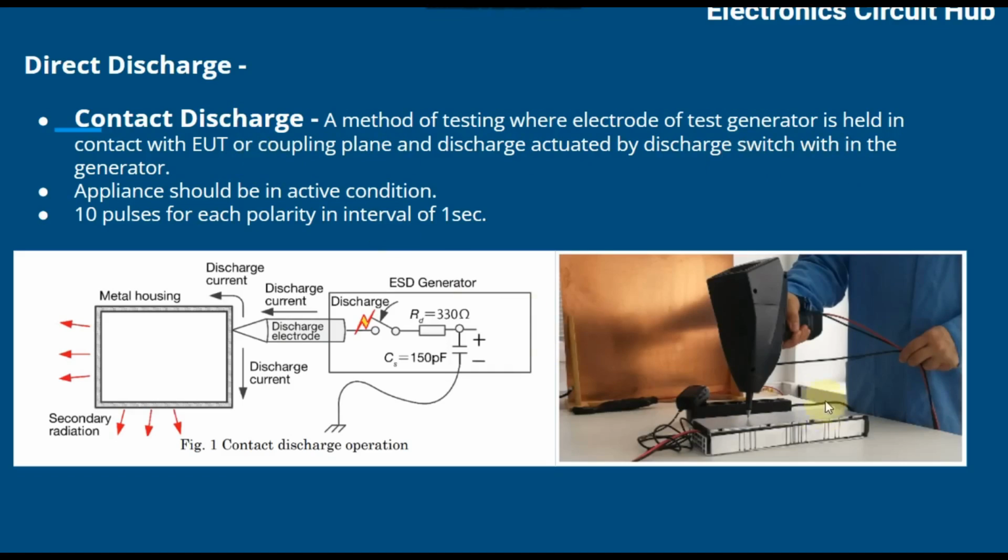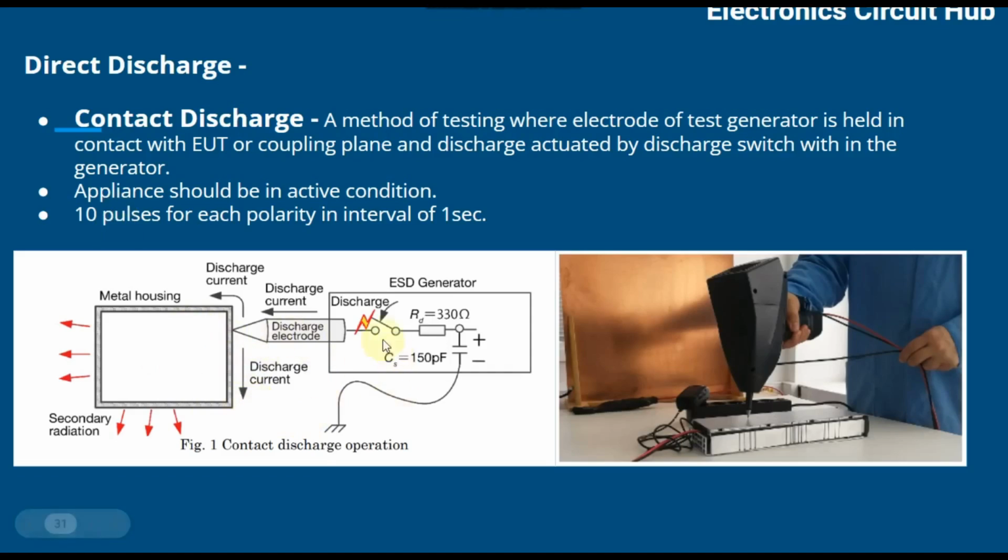within the generator. You can see your test generator, the ESD generator tip, is directly in contact with your EUT. So that is called your contact discharge. In this condition, your appliance should be in active mode, and you should apply 10 pulses for each polarity at an interval of 1 second.